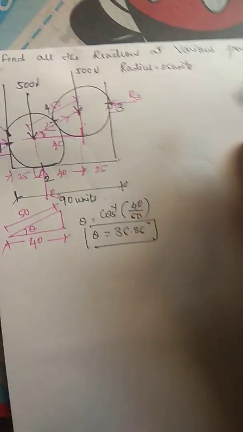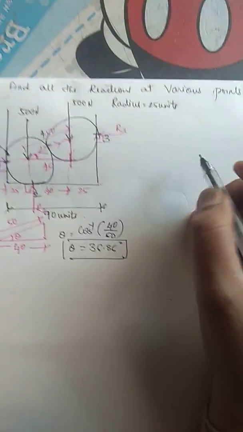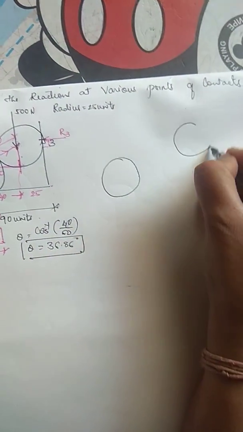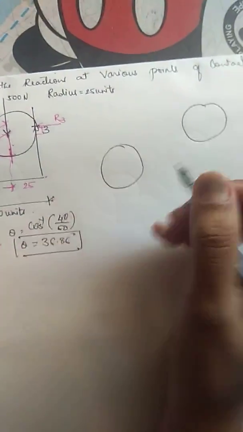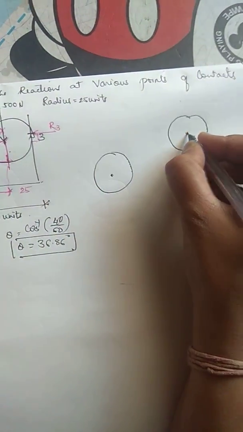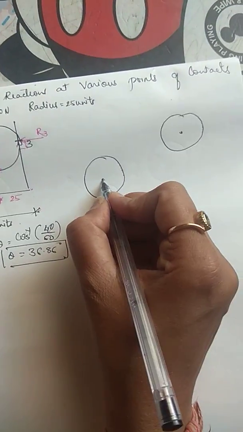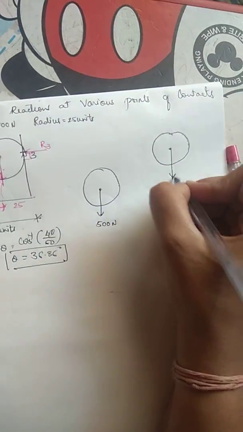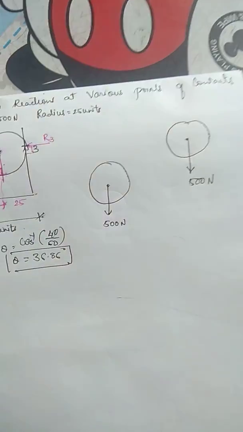Now we have to draw the free body diagram like we did in the previous case. So draw the two rollers individually as they are given and add some distances. These are the center points of the rollers. First I will show the weight. I know the weights are 500 Newton. The second roller also is 500 Newton.